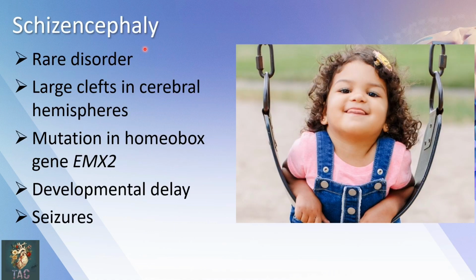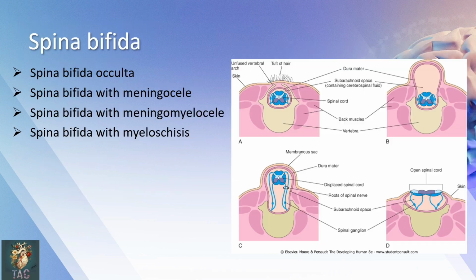Another is schizencephaly, which is a rare disorder. There is a large cleft in the cerebral hemisphere. The reason is mutation in the gene EMX2, and there may be developmental delay and seizures, which are the clinical presentation of the babies. Now we move on to spina bifida.